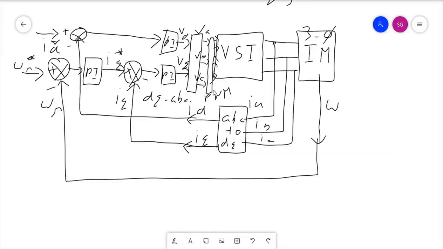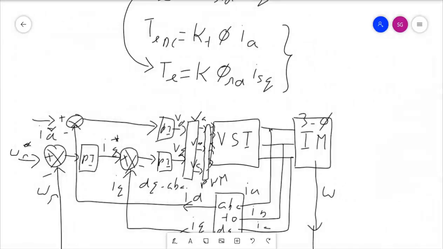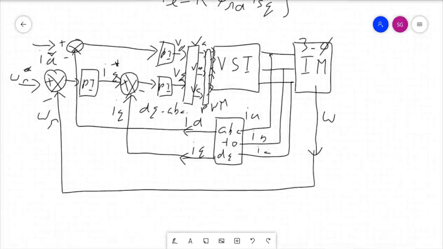Now this ID current and IQ current need to be controlled to control the torque of the machine, because the torque of the motor is directly proportional to ISQ, the quadrature component of the stator current. So this quadrature axis stator current will be controlled at IQ reference value. This IQ reference you will get from the speed controller.